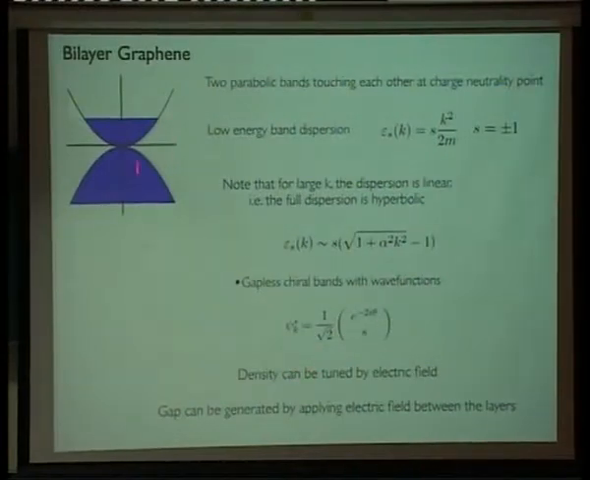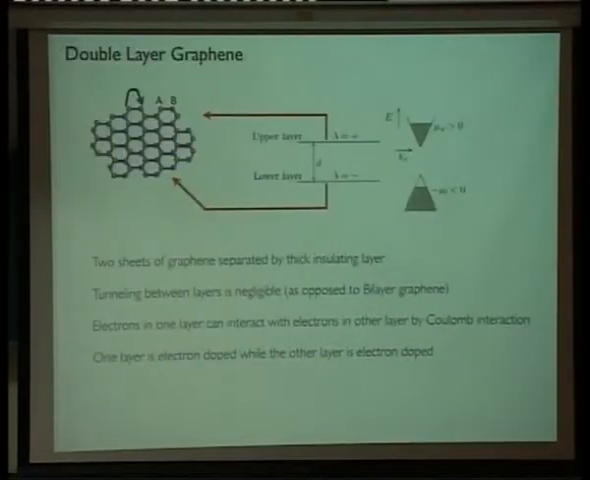Again, the density can be tuned in these systems by applying an electric field. And we can, in principle, gap these two bands out by applying an electric field in between the layers, not in the same direction. But that will not be important for the talk we are going to look at.